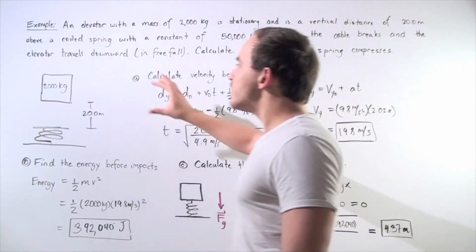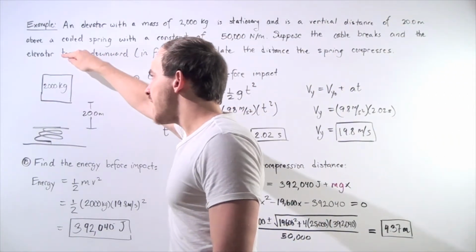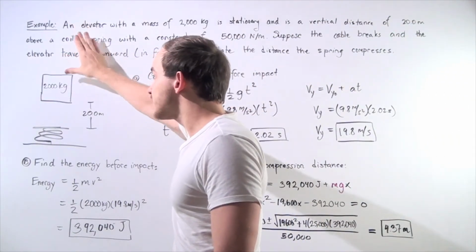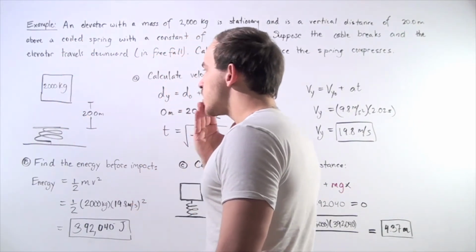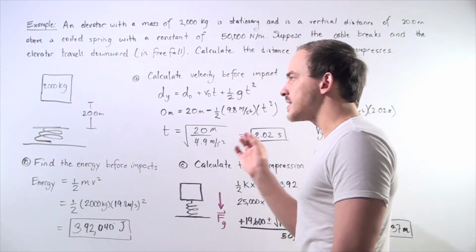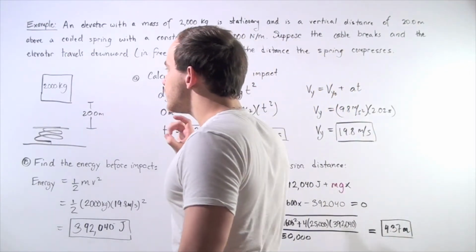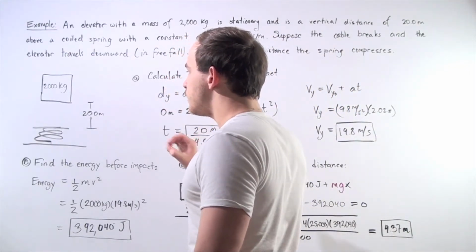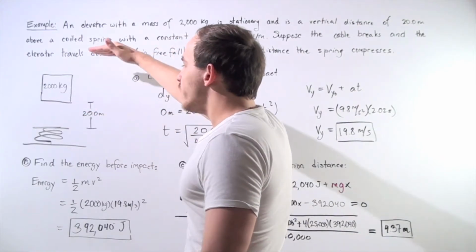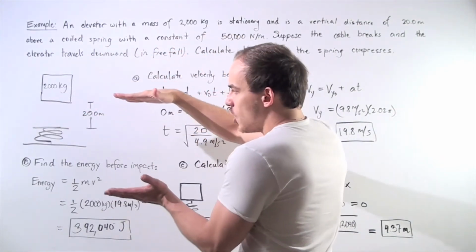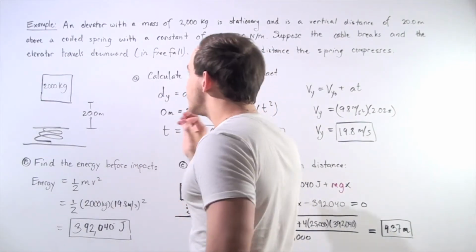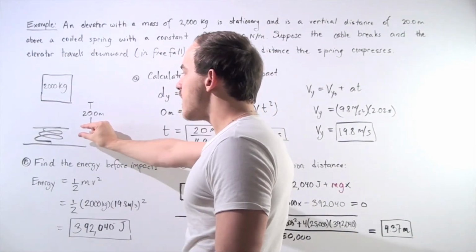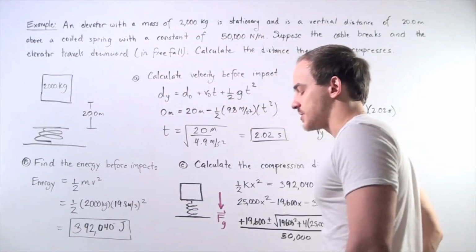So we have an elevator that's connected to a cable. The cable breaks. The elevator begins traveling downward in free fall. So that means we have uniform acceleration. Now it travels a distance of 20 meters before actually hitting the spring. When it hits the spring, it will compress and the elevator will stop. And we want to find what the distance of our compression of the spring is.